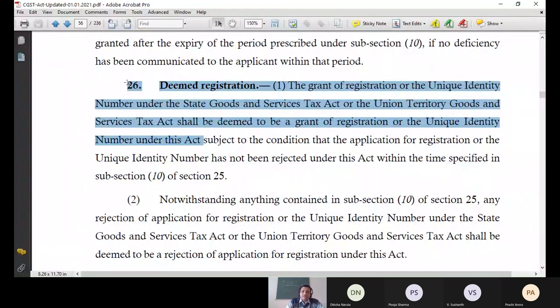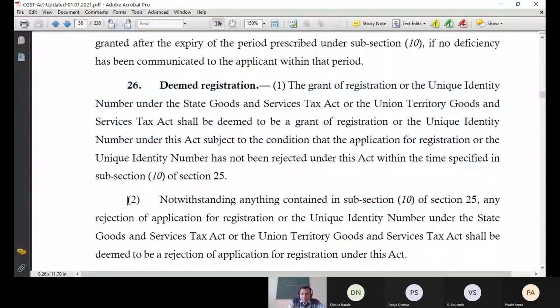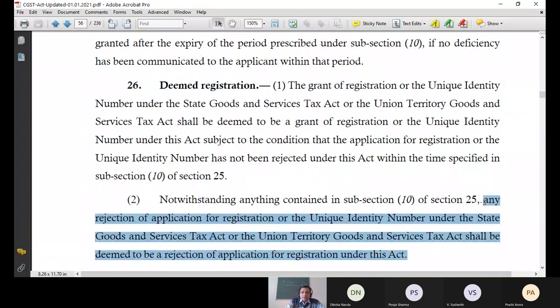So which Act are we studying? CGST Act. This is what I have told you. And the second point is what? You can start reading from here. Any rejection of application for registration or the unique identity number under the State Act or UT GST Act shall be deemed to be the rejection of application of registration under CGST Act. So that's all which I have discussed with you as far as section 26 is concerned, and that is the only thing which is relevant.